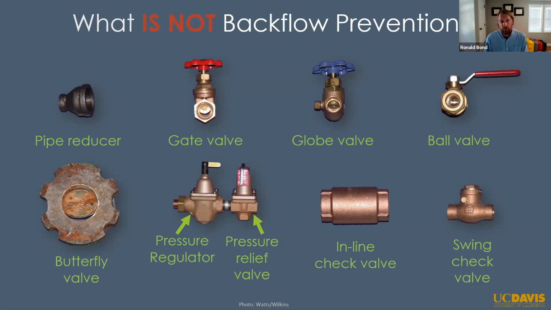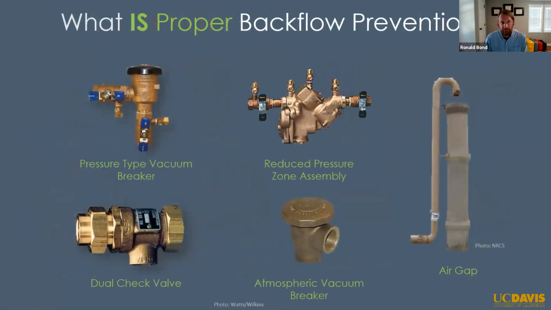Now, an inline check valve is considered backflow prevention for certain things, but with respect to water quality, it's not, because it's only a single check valve, and I'll show you that here. These are considered backflow preventers. This dual check valve has 2 check valves. One fails, you have the other one as backup. And with these vacuum breakers, any change in pressure will cause it to trigger and prevent backflow.